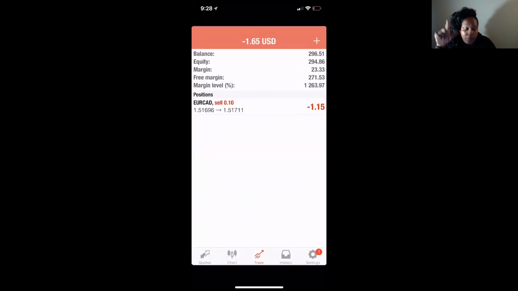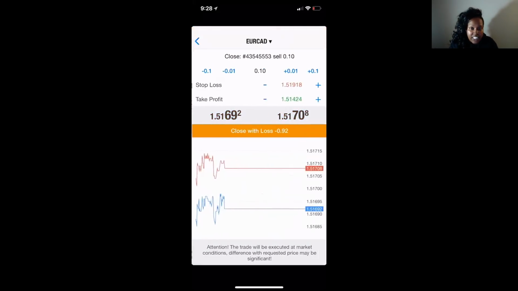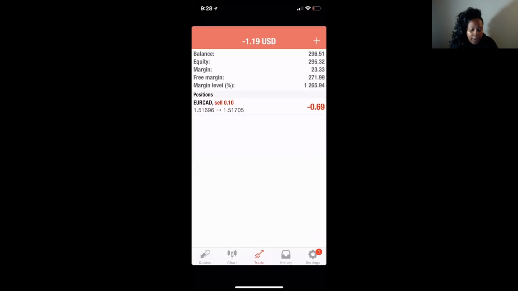If you wanted to close this trade, you just swipe to the left and you hit the check, and it asks you to close with a loss. I don't want to close with a loss, so I'm actually going to leave it open currently. So that's that. Some of you all may want to go ahead and enter the trade. Some of you all may want to wait.